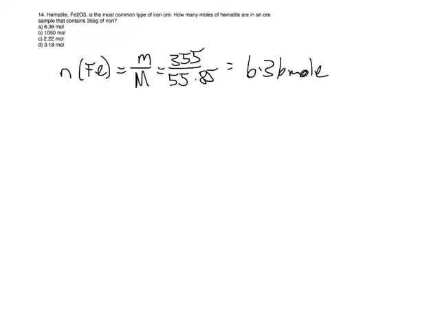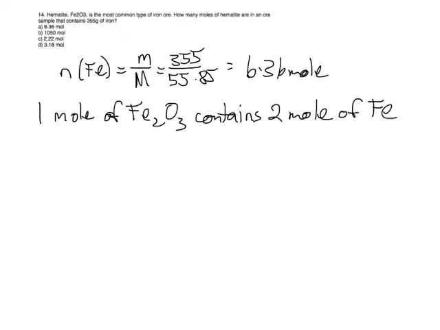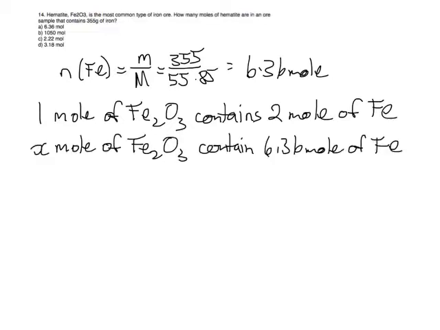Now the question is asking how many moles of hematite are in that sample that contains that much iron. And we know that 1 mole of Fe2O3 will contain 2 moles of iron. And we've got to answer is how many moles of Fe2O3 would contain 6.36 moles of iron. And the answer is it'll contain half of 6.36, which is 3.18 mole. And 3.18 mole is going to give you answer D.